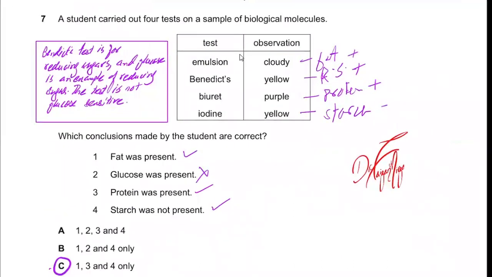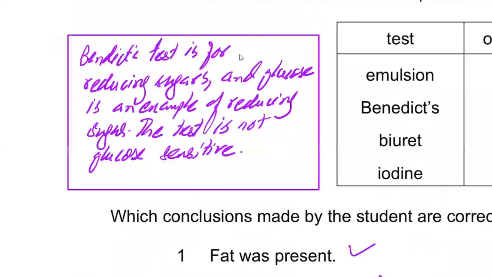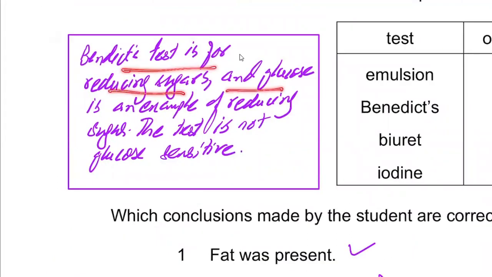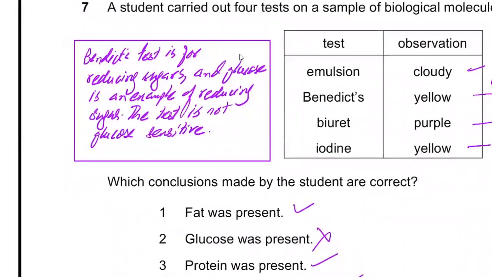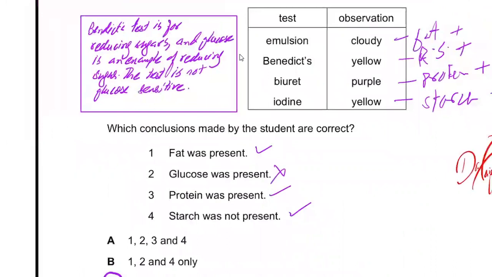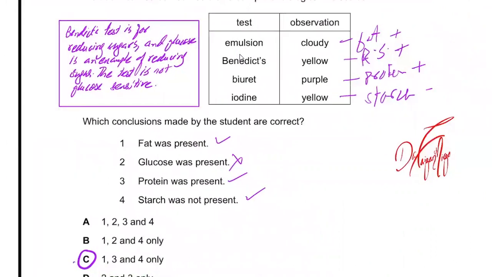Ashwin carried out 4 tests on a sample of biological molecules. We know the Benedict test, we just need to make sure that we go for the basic fact. The Benedict test is a test for reducing sugars, and for glucose. Glucose is just an example of a reducing sugar. There are many other reducing sugars as well. So the test is not glucose specific. If a solution changes color using Benedict solution, that doesn't actually mean that glucose is present, because any other reducing sugar might be present as well other than glucose.